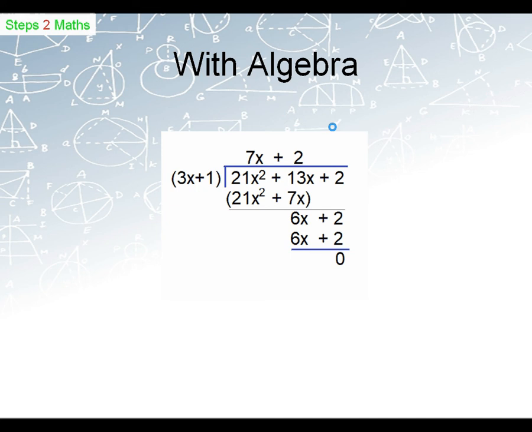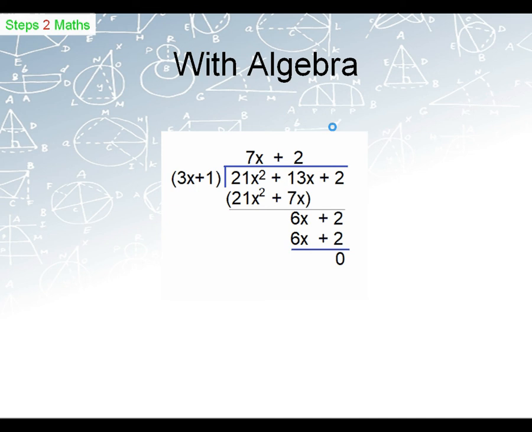Okay, so the steps that we do are we ask, how many times does 3x go into 21x squared? So we don't ask how many times 3x plus 1 goes in. We just look at the 3x to begin with. How many times does 3x go into 21x squared? And as you know from your algebraic division at this point, 3x goes into 21x squared 7x times. So the 7x goes into your answer row at the top.